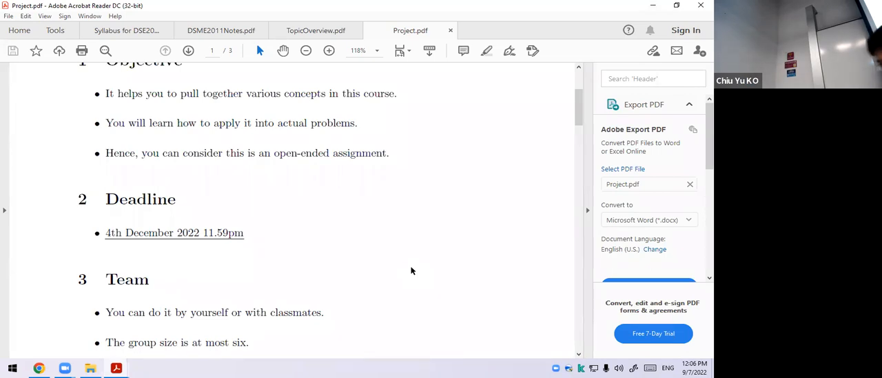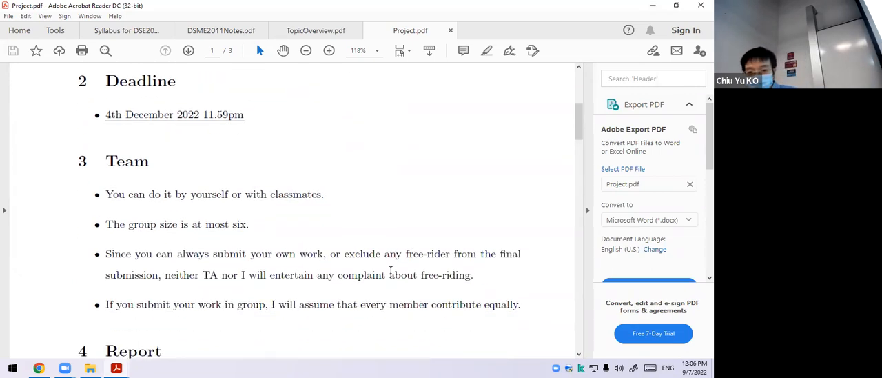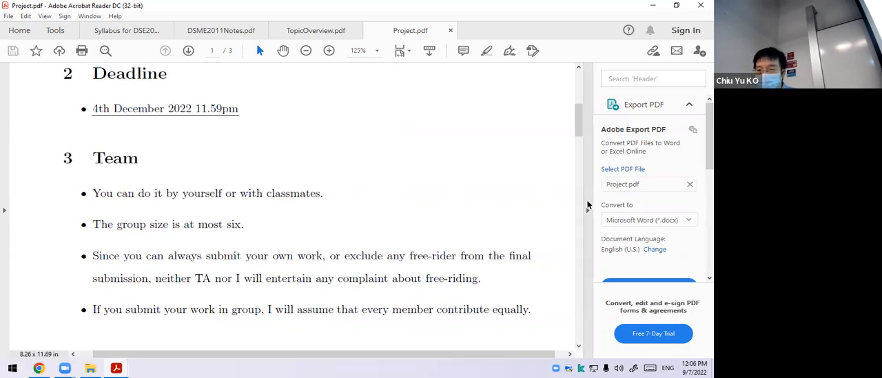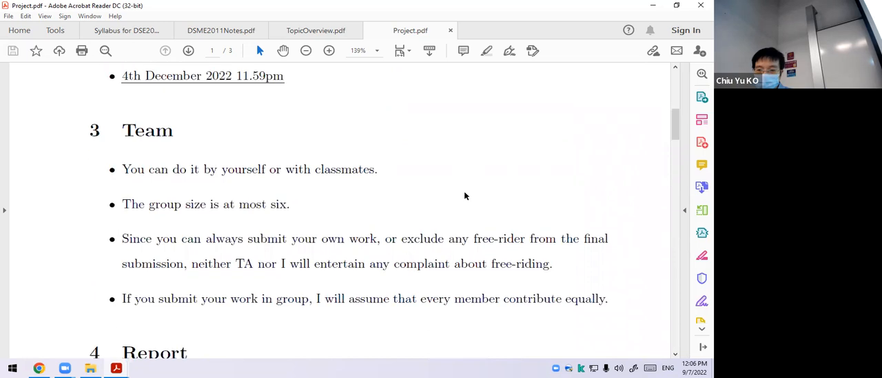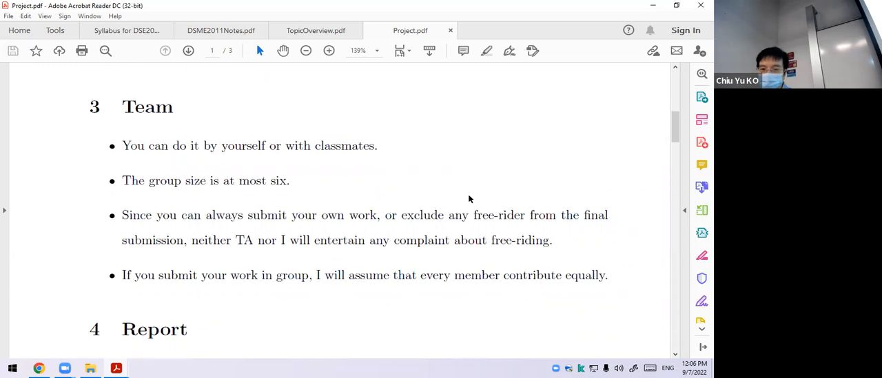First, the project can be group or individual. You can do it by yourself, or with classmates. Because of COVID, I allow you to do it by yourself. Usually I want at least more than one person because team spirit is very important, but with COVID it's sometimes difficult to do group work. I don't put a restriction on group size except at most 6. The reason I put 6 is because you cannot have the whole class in the same group.